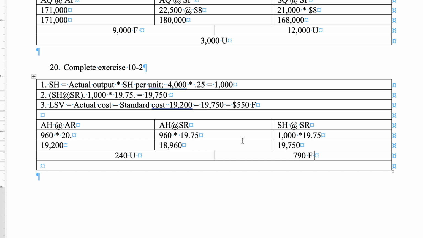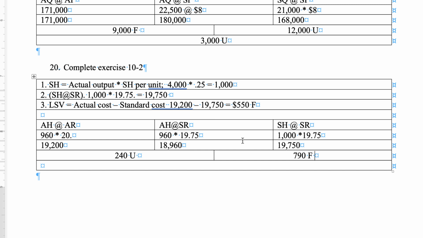That could be one possibility. Or the production manager, or the production chef, I should say, used higher skilled employees to make these meals, and they pay them a higher rate. That could be another option.